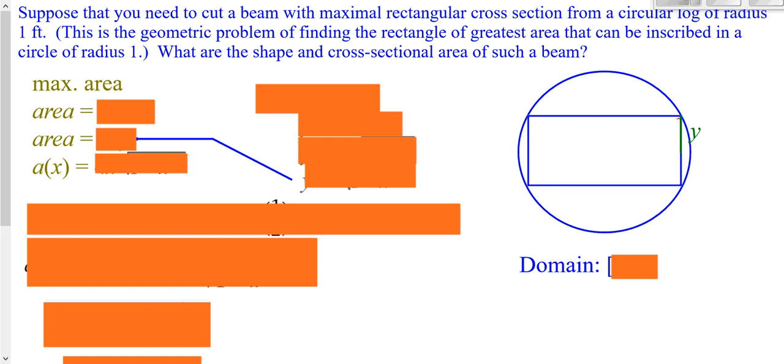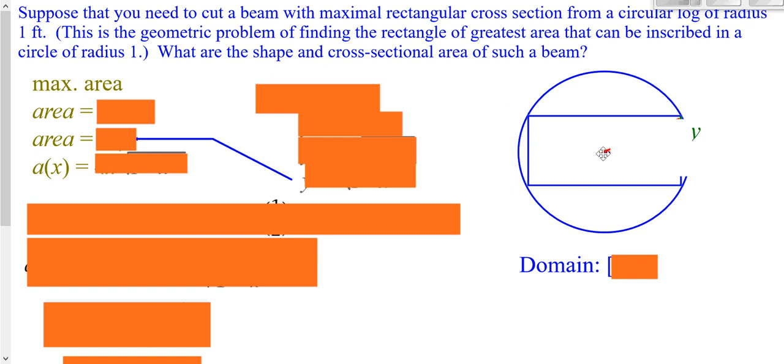So, we're looking for our maximum area of our beam. Basically, we want this rectangle in our circle to be the biggest possible. Now, for simplicity, you may want to go ahead and think of the center of your circle as being the origin, like that being 0, 0.